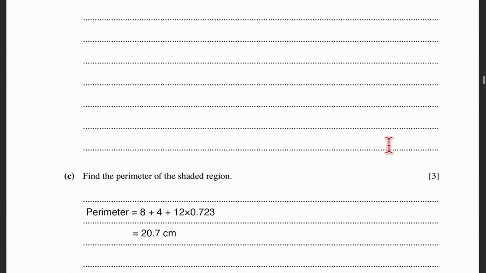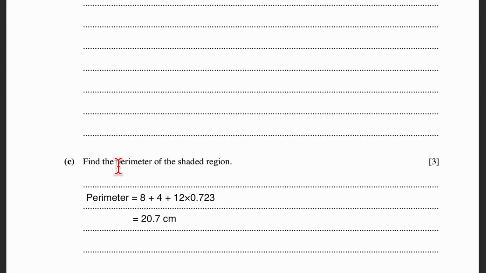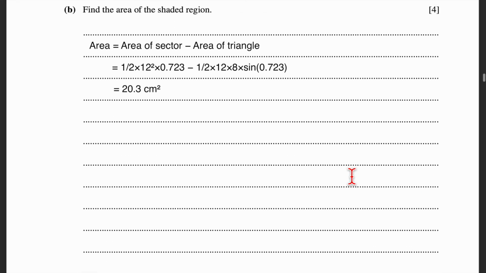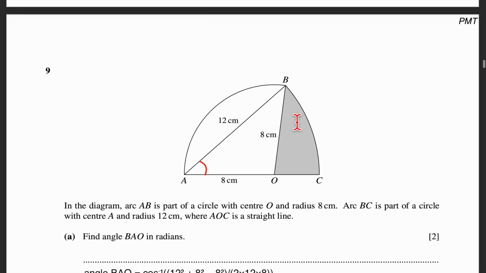It's actually a last part to this question, part C. It says to find the perimeter of the shaded region. This one's only worth 3 marks. So the perimeter of the shaded region is made up of that part, which is 8. I think right at the beginning we worked out that that part there is 4. And I need to know what this arc length is here. So we need to know the angle, and we need to know the radius, and the angle times the radius will give you the arc length.